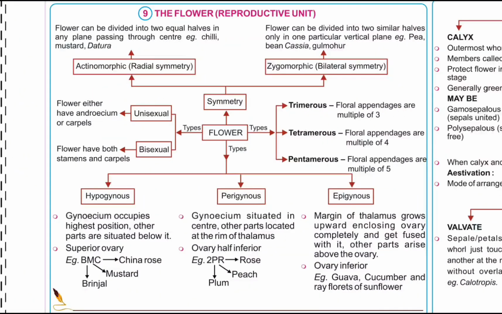The flower, the reproductive unit. Based on symmetry, flowers are divided into two types, actinomorphic and zygomorphic. Actinomorphic, the flower can be divided into two equal halves in any plane passing through the center, example chili, mustard and datura. Zygomorphic or bilateral symmetry, the flower can be divided into two similar halves only in one particular vertical plane, example pea, bean, cassia, gulmohar.